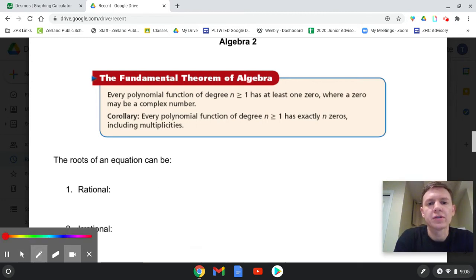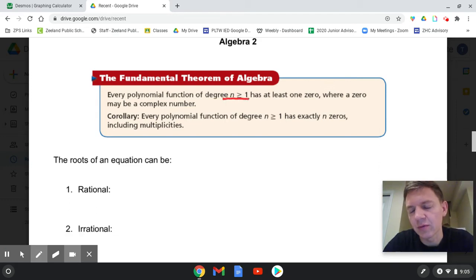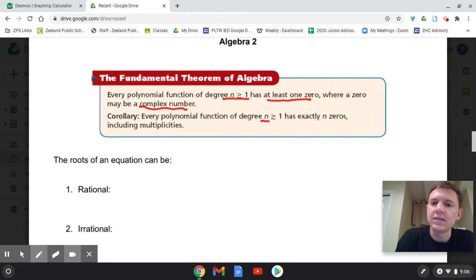That if you have a polynomial function with degree n greater than or equal to 1, so the biggest power is greater than or equal to 1, there's at least one zero, and that zero could also be a complex number. In addition, that's all that corollary means. In addition, every polynomial function of degree n greater than or equal to 1 has exactly n zeros.